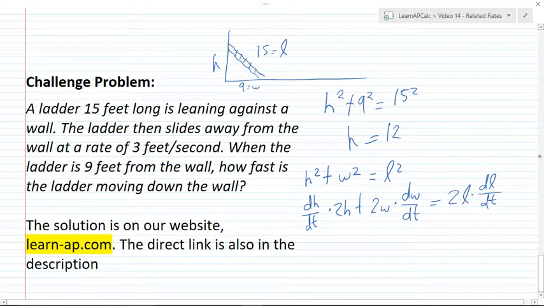And now I want to plug in my knowns. The first thing I want to point out is that dL/dt equals 0. That's the rate of change of the length of the ladder, and our ladder isn't changing length, it's staying 15 feet long. So I can say that this right-hand side equals 0. The rate of change of the height is what we're trying to find, and our height equals 12, as we just showed. Our width is 9, given to us in the problem, and it's sliding away at a rate of 3 feet per second.